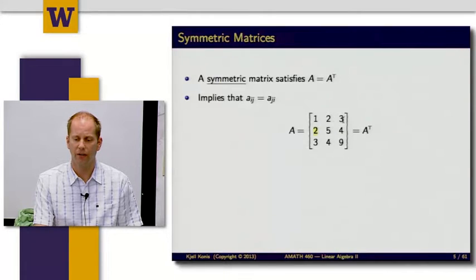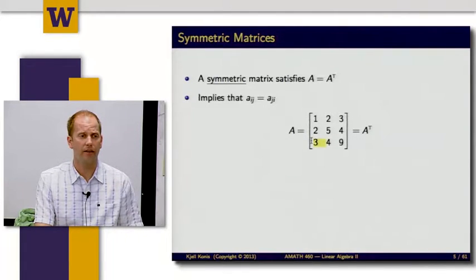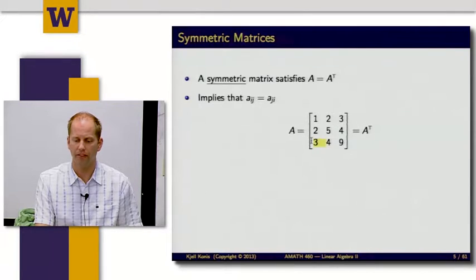position. Whatever's in the 1, 3 position has to be the same as whatever's in the 3, 1 position. And then the 3, 2 position has to be the same as the 2, 3 position. So here I have A and A transpose being the same thing, so this is a symmetric matrix.